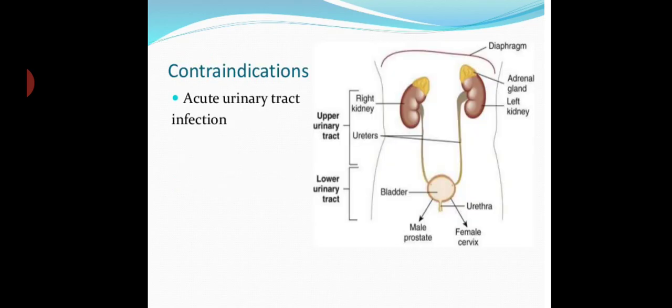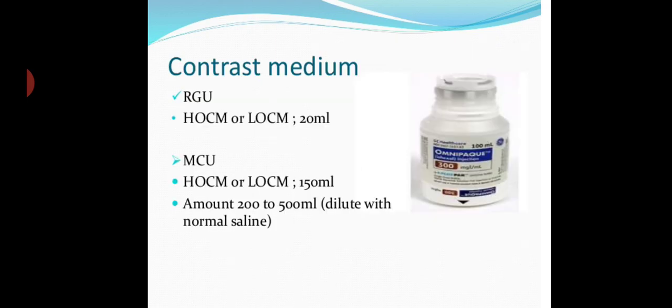Indications of RGU are strictures, urethral tears, fistula, urethral diverticulum and urethral obstructions. And there are some contraindications, which is acute urinary tract infection. Then contrast medium in RGU is HOCM, that is high osmolar contrast media, or low osmolar contrast media 200 ml, and in MCU it is 150 ml. Amount 200 to 500 ml diluted with normal saline.